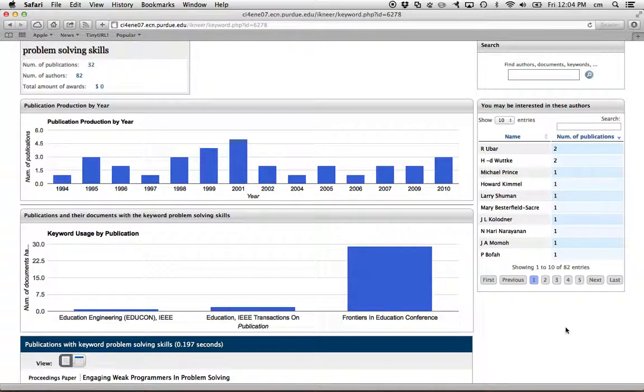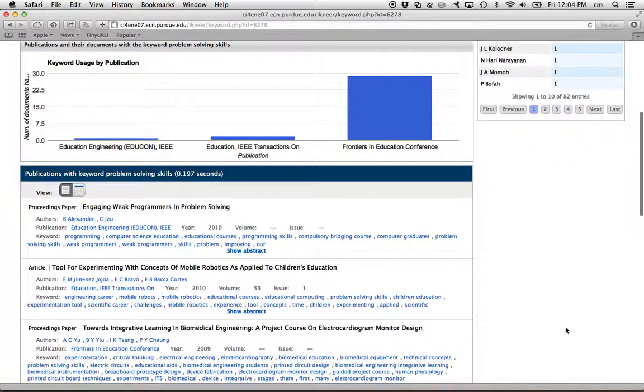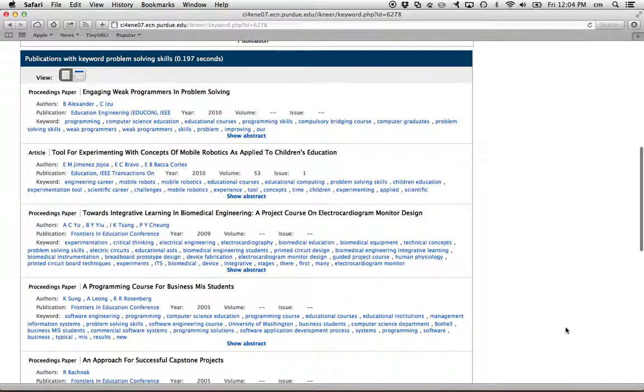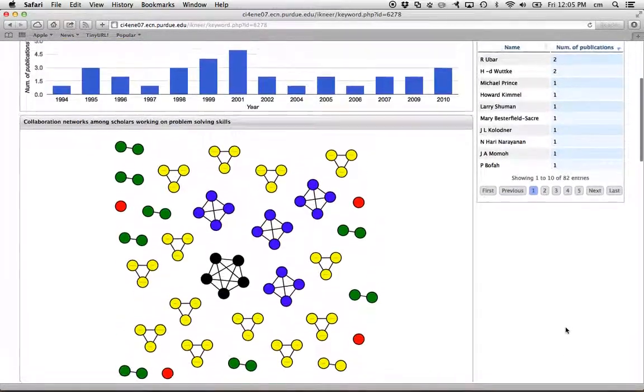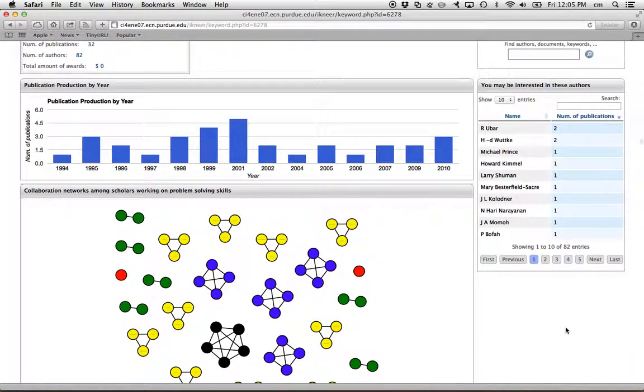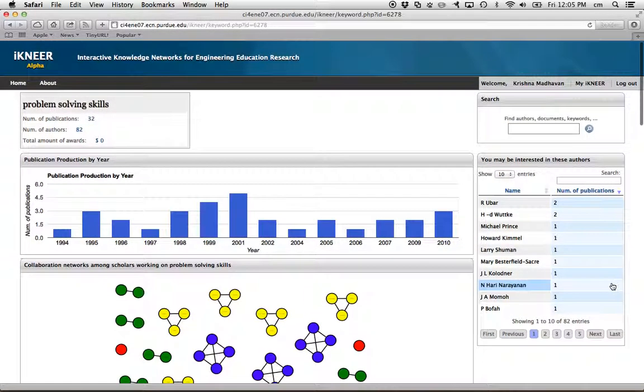And then there is the Frontiers in Education conference. You will see a list of publications that show up there, proceedings papers, and you also start seeing network graphs associated with that, and you also see people who are working in this area. So you can use the key phrases to jump to a certain part of the system that you want. You can also start typing into the search box.